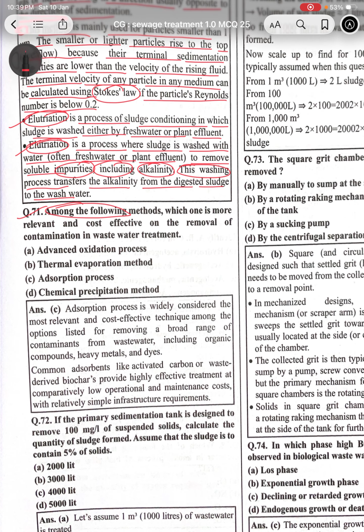Among the following methods, which one is more relevant and cost effective for the removal of contaminants in wastewater treatment? That is C, adsorption. The options are adsorption process, advanced oxidation process, thermal evaporation method, and chemical precipitation. Adsorption process.